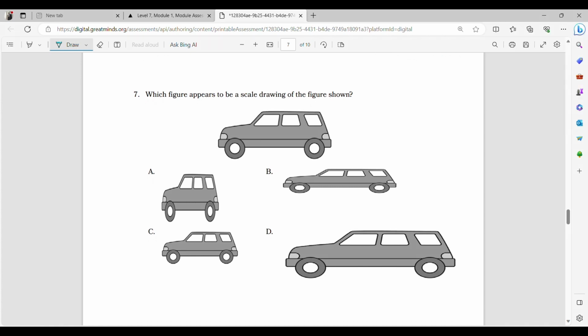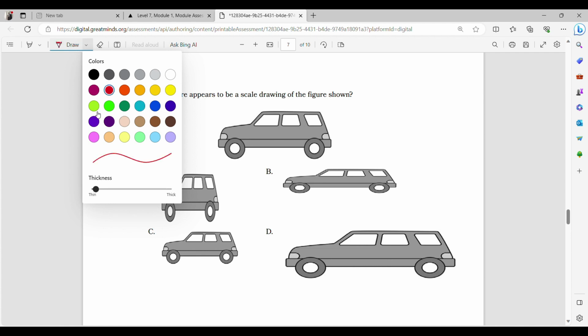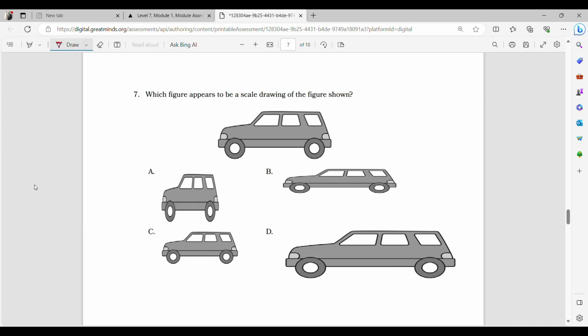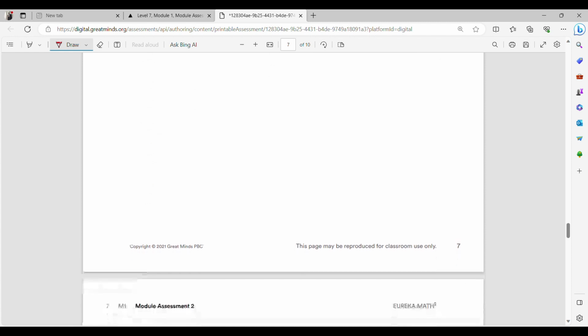Which figure appears to be a scale drawing of the figure shown? This is crunched, so I don't even want it blue. I want it red. That's a no. This is stretched. That's a no. This is stretched and something else is just ugly. I don't like it. This is it. Ding. Alright, move on.